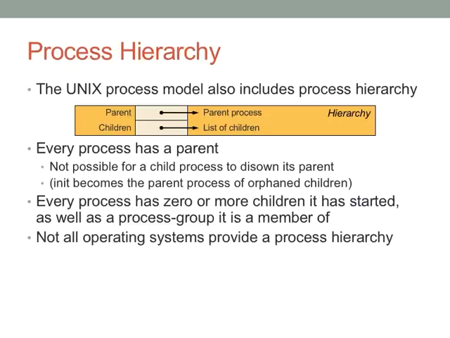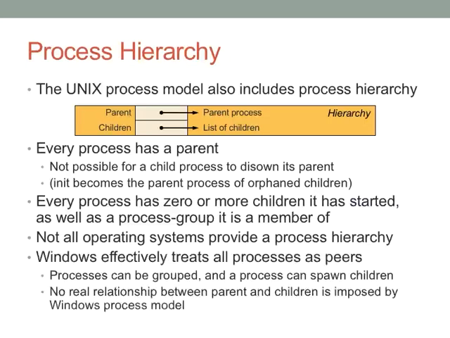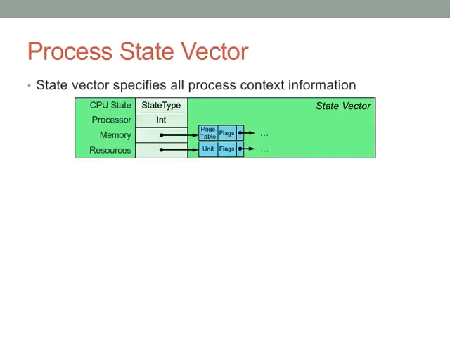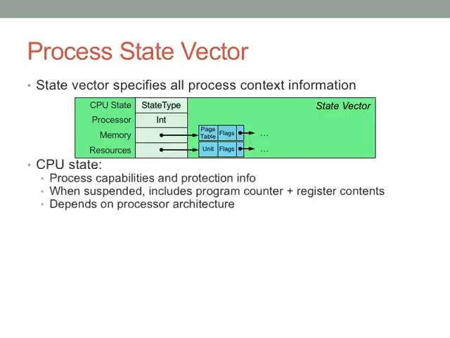Okay, so yeah, not every operating system provides a hierarchy. Windows is a notable example that doesn't really impose a hierarchy. You can group processes and you can have leaders of groups and so forth, but they all are kind of peers on Windows. Okay, state vectors, so this is all the context information.